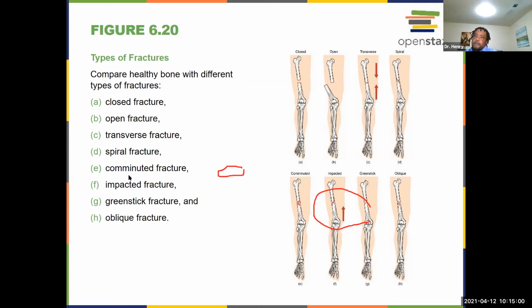A comminuted fracture is broken into several little pieces, okay? So it's a fragmentation of the fracture itself, many little pieces. An impact fracture, again, is instead of the transverse, where you have compression on both ends, it's only like, say, you land and it pushes to cause a breakage.